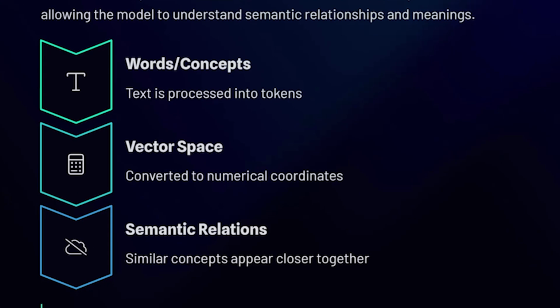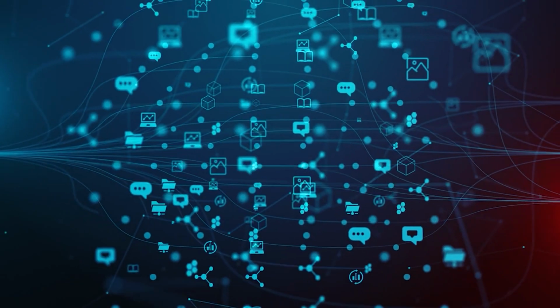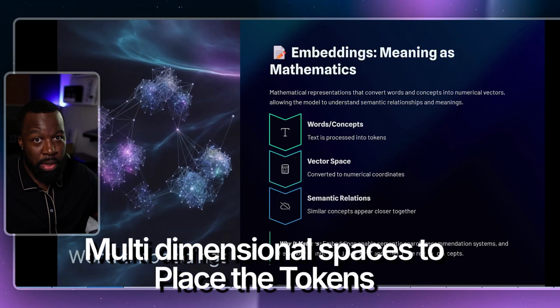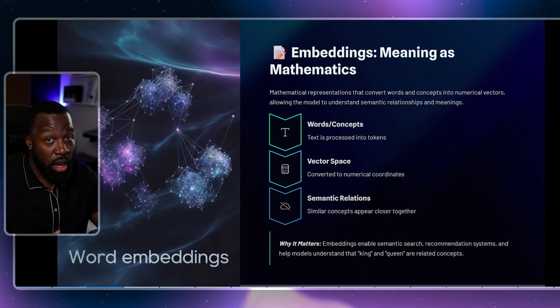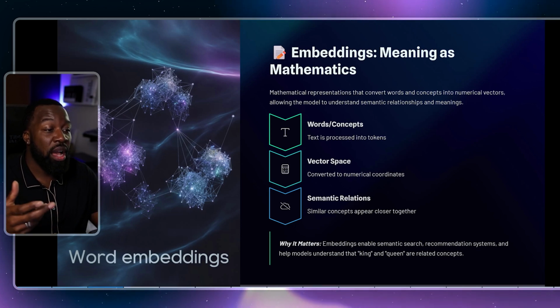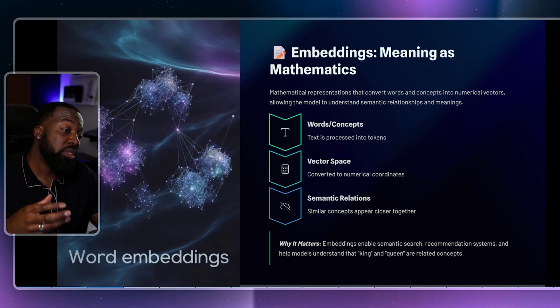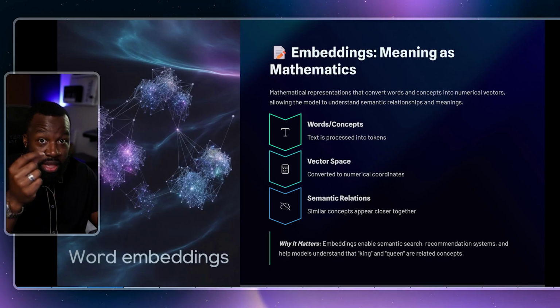Now, for this vector space, for our sake, we can think of a 3-dimensional space like the one we live in. These tokens are placed inside of that 3-dimensional space, but for LLMs, it's actually using multi-dimensional spaces to place the tokens, okay? So once these tokens are placed in that vector space, which we call the vector database, this is going to allow the LLM to understand similar concepts, because based on the embedding algorithm, it's going to place words that have similar context, similar meaning, and semantic relationship closer together within that vector space.